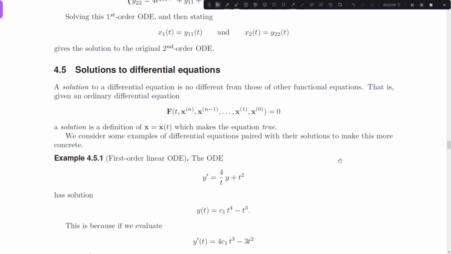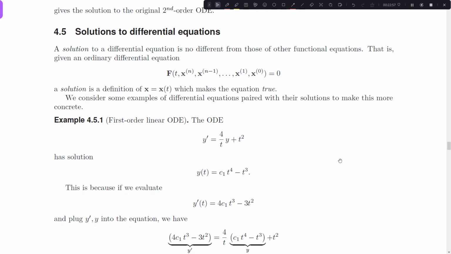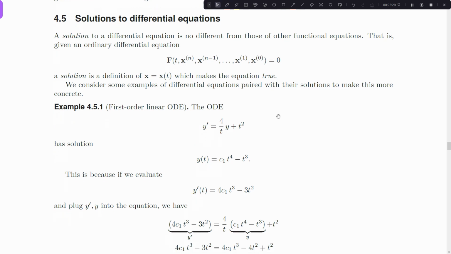I evaluate its derivative, and I get 4c1t cubed minus 3t squared, and I plug both into the equation, right? So what I'm doing here is I'm taking the y prime there, and I'm plugging y prime in for y prime. I'm taking the y here, and I'm plugging y in for y. Okay, so if I plug that specific definition of y into my differential equation, I'm going to plug it in, and I'm going to simplify.